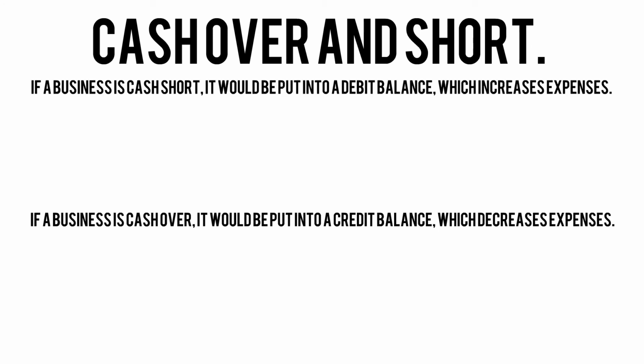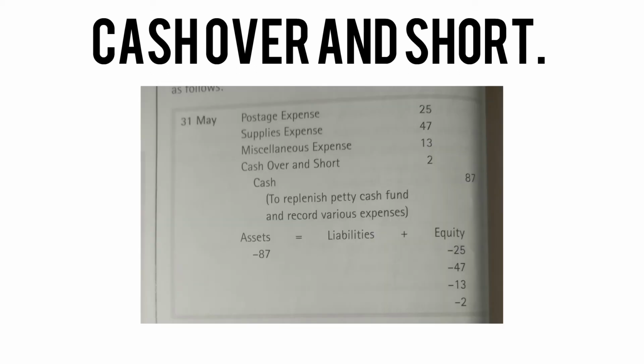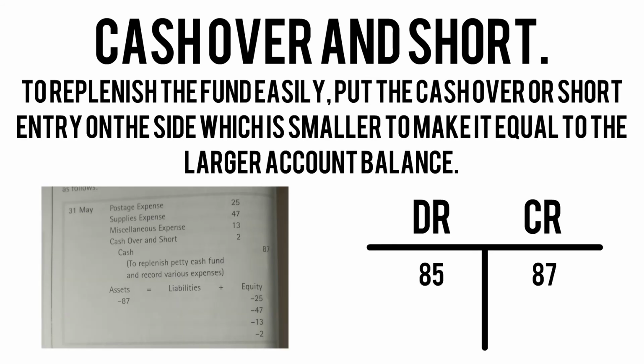So if a business is cash short, the account would be put into a debit balance, which increases expenses. And vice versa, if a business is cash over, the account would be put into a credit balance, which decreases expenses. So using that last example, the company is cash short, and a total of $2 would be needed to balance out these accounts. A general quick rule of thumb is to put the cash over and short entry on the side that is smaller, in order to make it equal the larger account balance so it balances out.